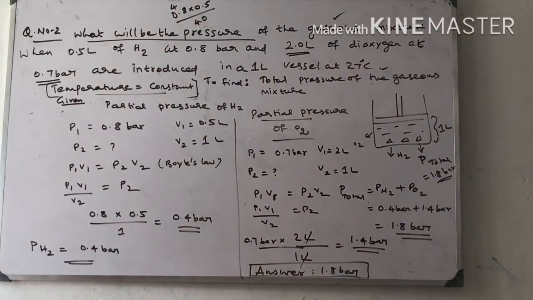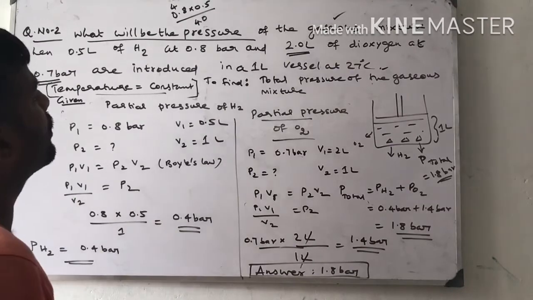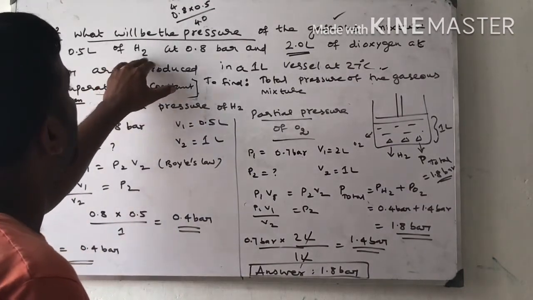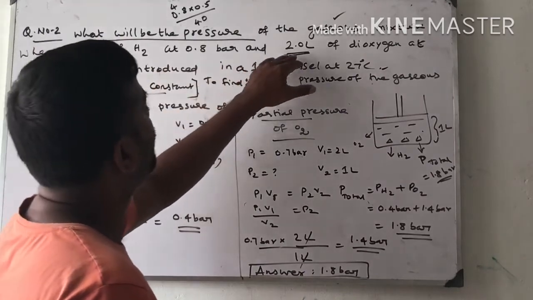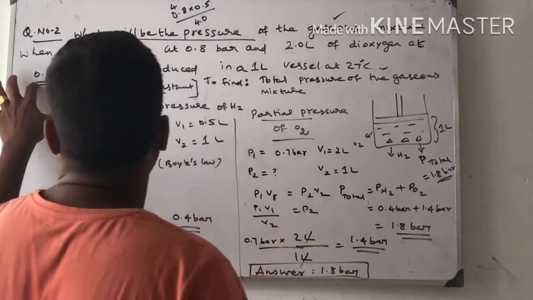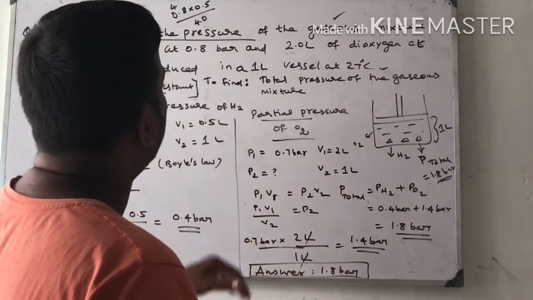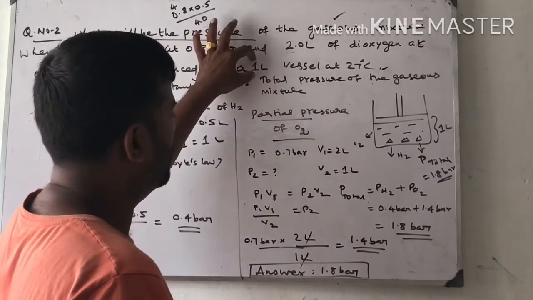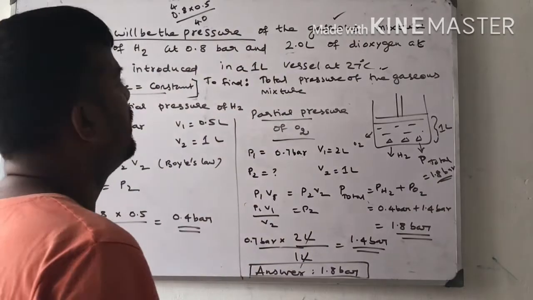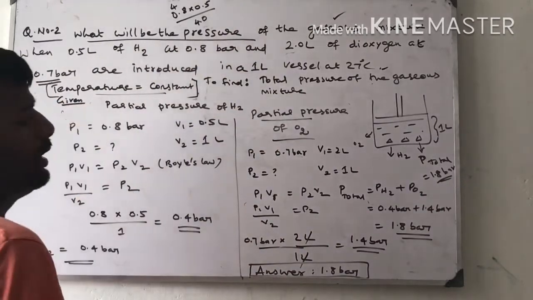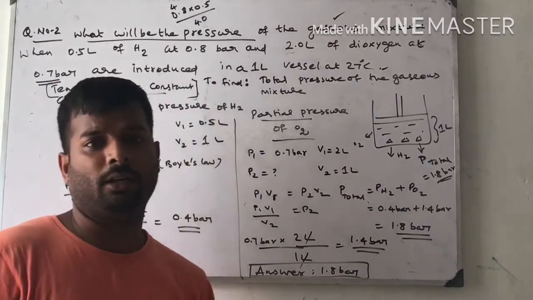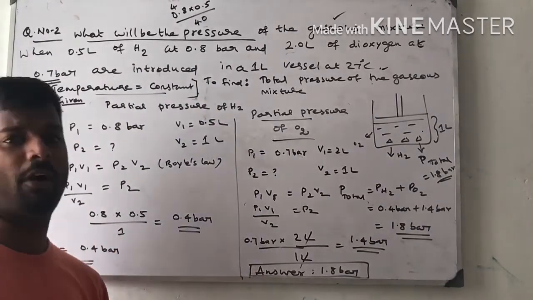So, a very simple method. First read the question carefully. What will be the pressure of the gaseous mixture of 0.5 liter of hydrogen at this pressure and 2 liter of dioxygen at this pressure? Like that they are asking, and the total volume of the cylinder is 1 liter. This will be taken as V2 for both the gases, and the temperature is constant, number of moles also constant, so that we can use Boyle's law. So this is the clue for finding the formula.